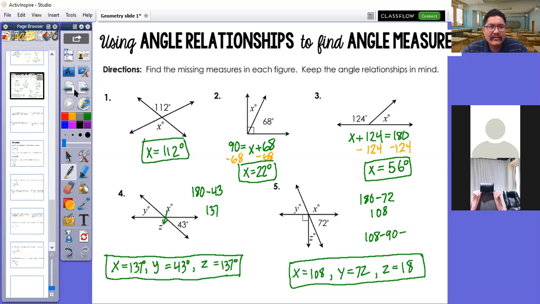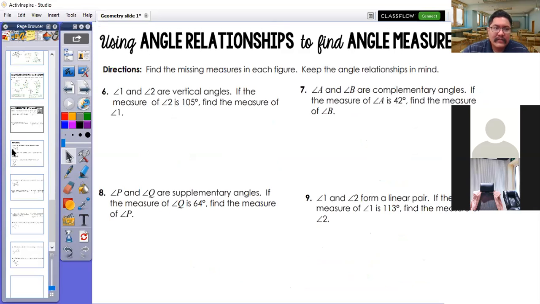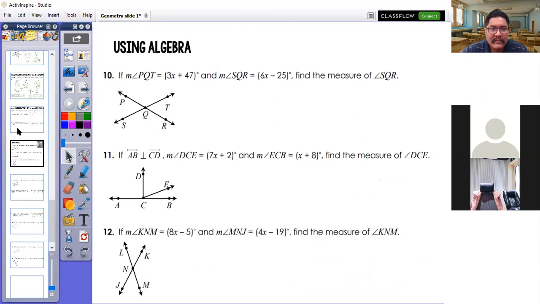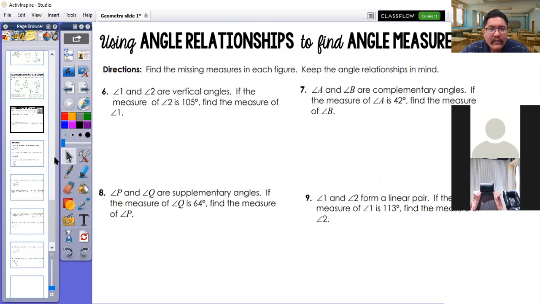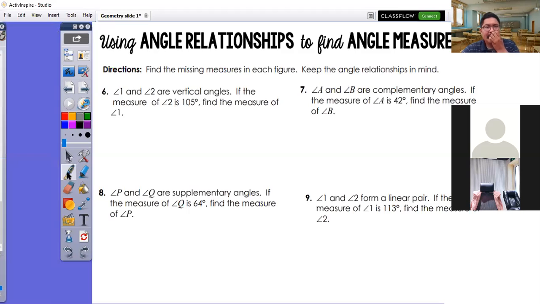It's the same thing, actually. I could probably even just take these same directions here. Oops, wrong one. And put them right there. So these would be the same types of problems, and this one's gonna be a little bit different. All right, so find the measures of each angle. Keep the angle relations in mind. So we got about 4 more slides, and that should probably take us to the end.